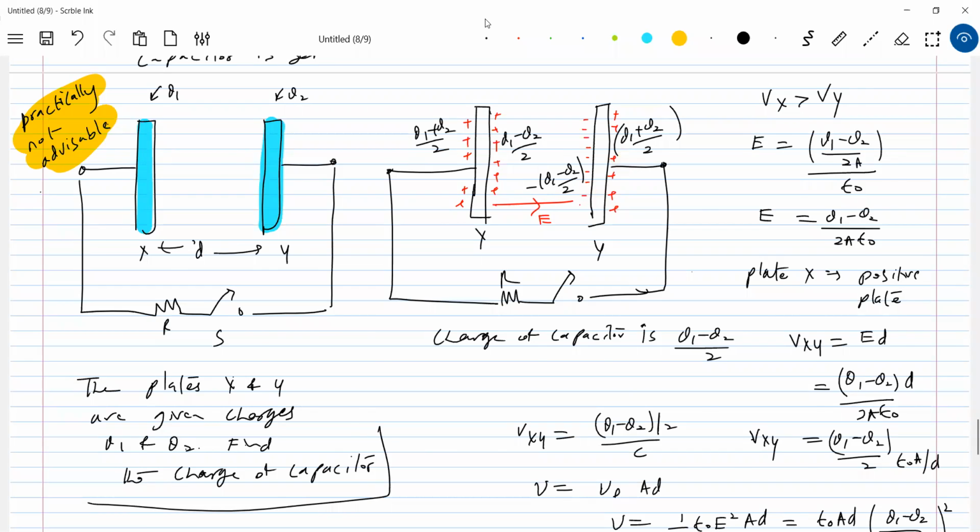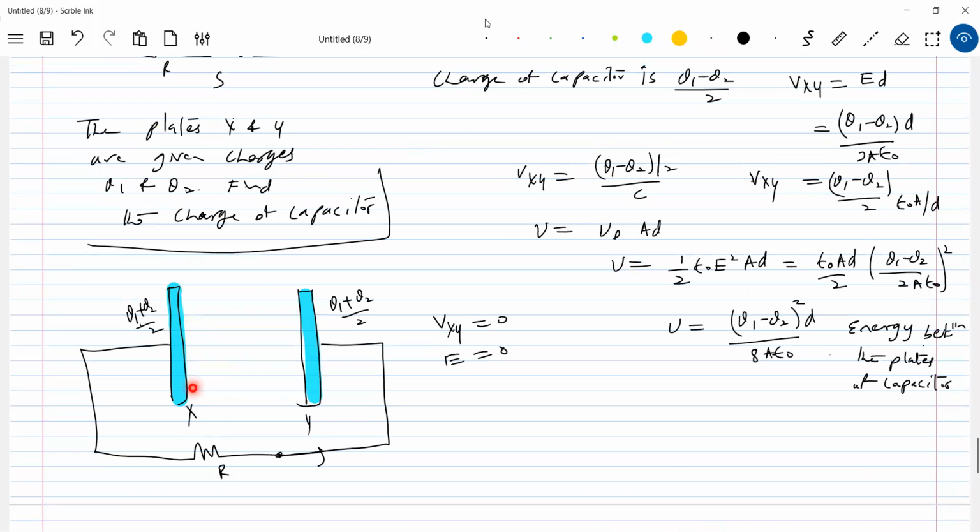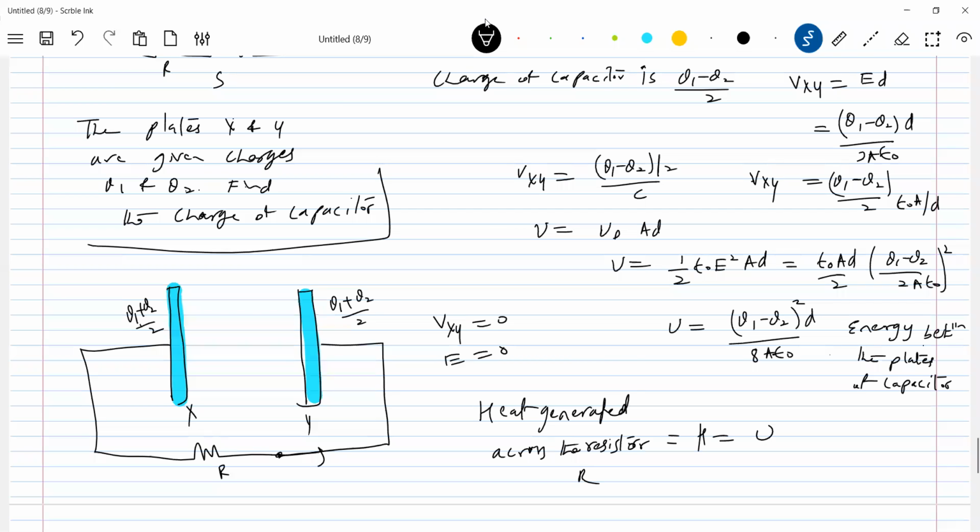So finally, which charge has flown? Only the charge between the plates has flown to the resistor. So what is the heat generated across the resistor? Heat generated across the resistor R should be equal to H should be equal to U.